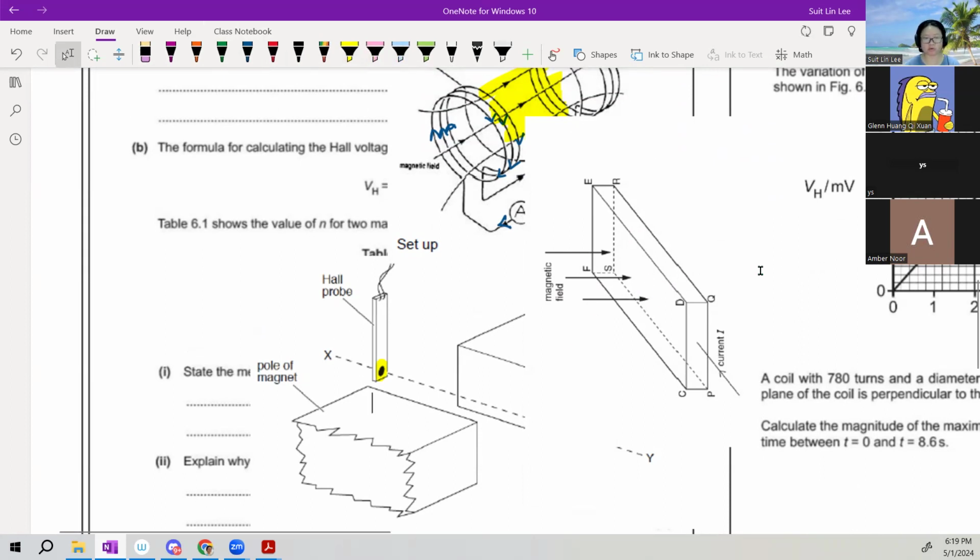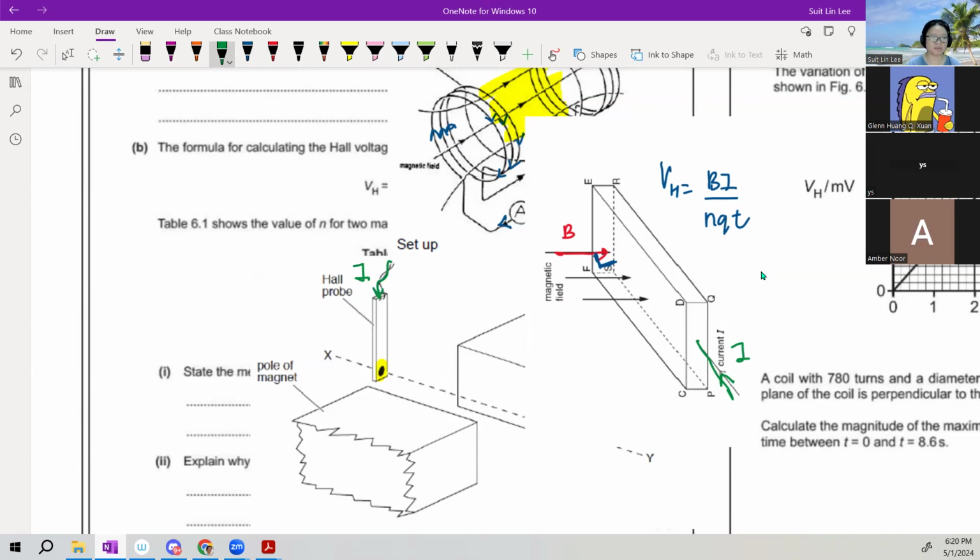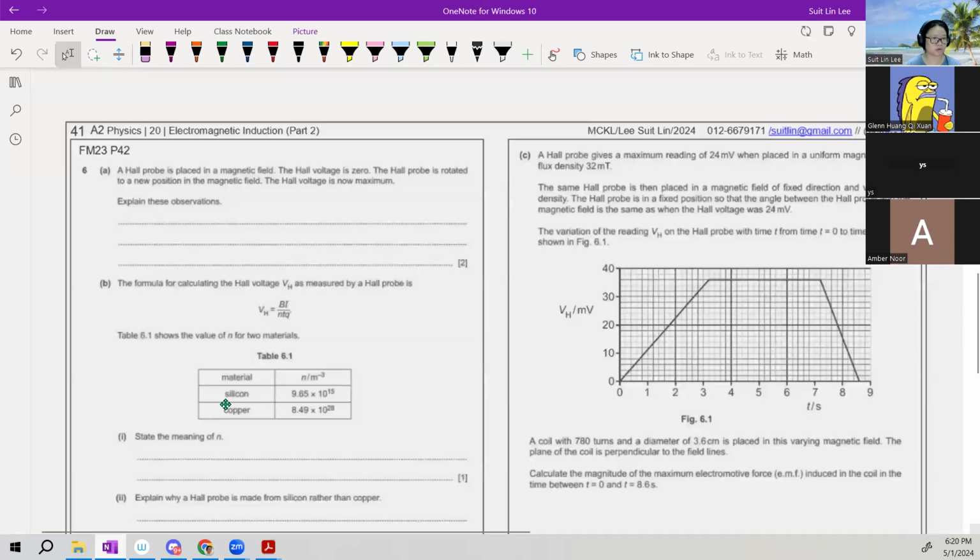So when you put your Hall probe this way, when the magnetic field and the slice are perpendicular, then you can use the equation V_H = BI/(nqt) to calculate B. That is, if you know the current going into the slice, so most of the time this is the current I in the Hall probe. N would be the number density, which depends on the type of material. So if you check out the question, let me pull down a bit so you can see.